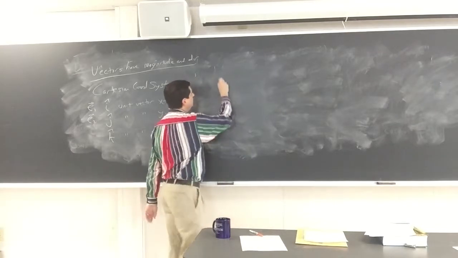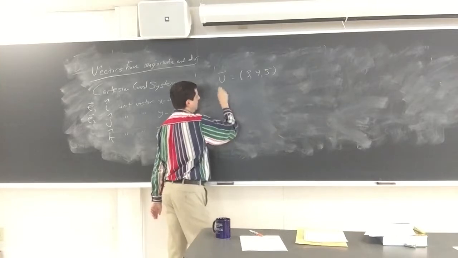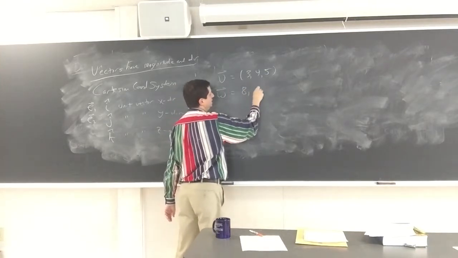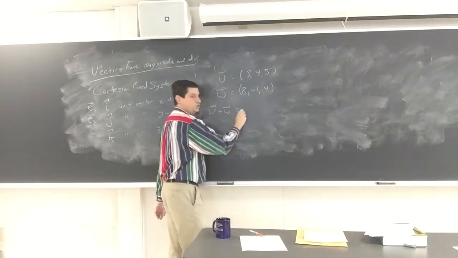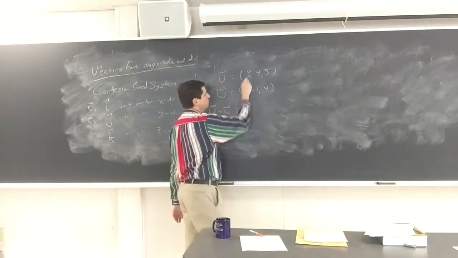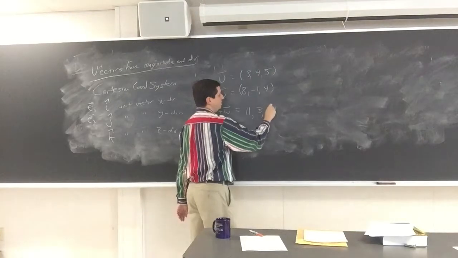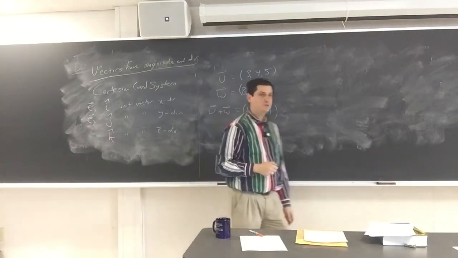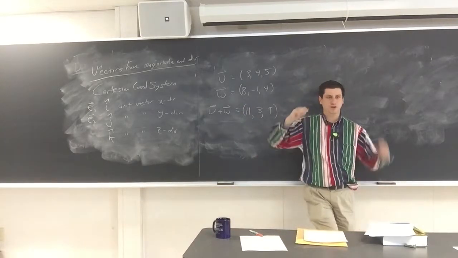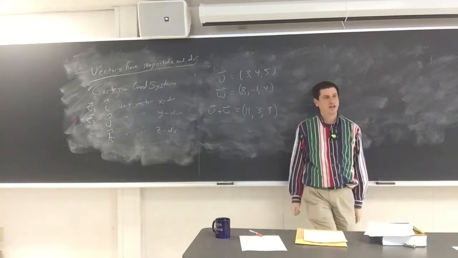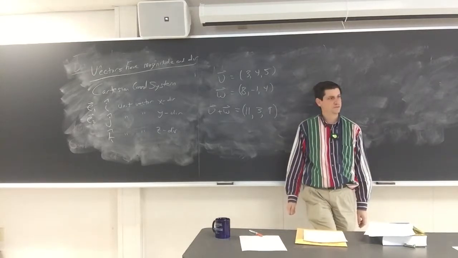So if I give you v is (3, 4, 5) and w is (8, -1, 4), then the way we add vectors is we just add them component-wise. So 3 plus 8 would be 11, 4 minus 1 would be 3, 5 plus 4 would be 9. I use parentheses. Some books use square brackets, pointy brackets, angular brackets. Doesn't really matter, as long as you're consistent.